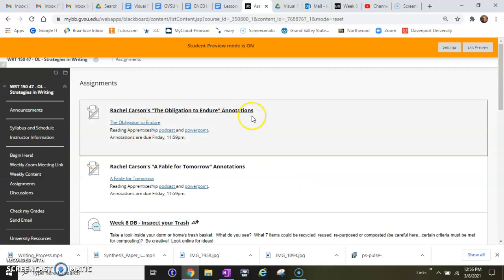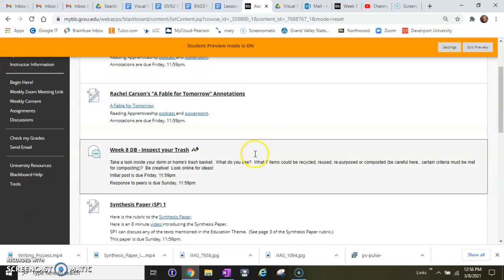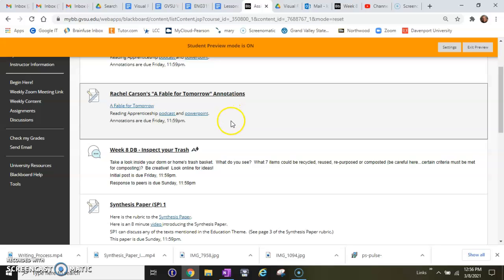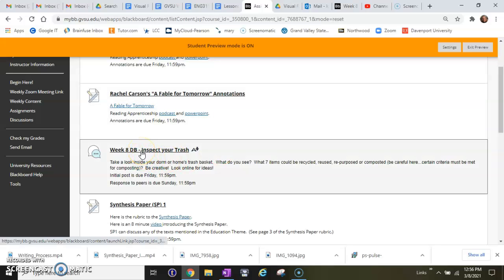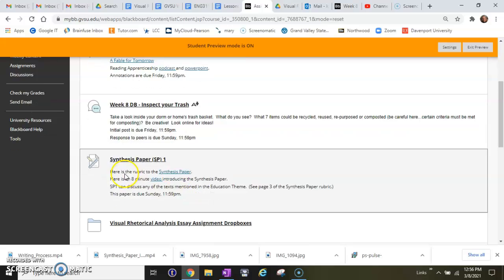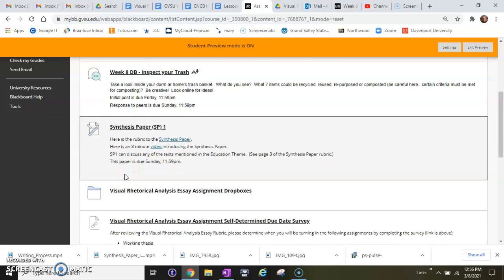Assignments: annotations are always due Friday. I was messing up a few weeks ago, but now they're all due Friday. Week 8 discussion board, inspect your trash. The synthesis paper is due Monday or Sunday night.